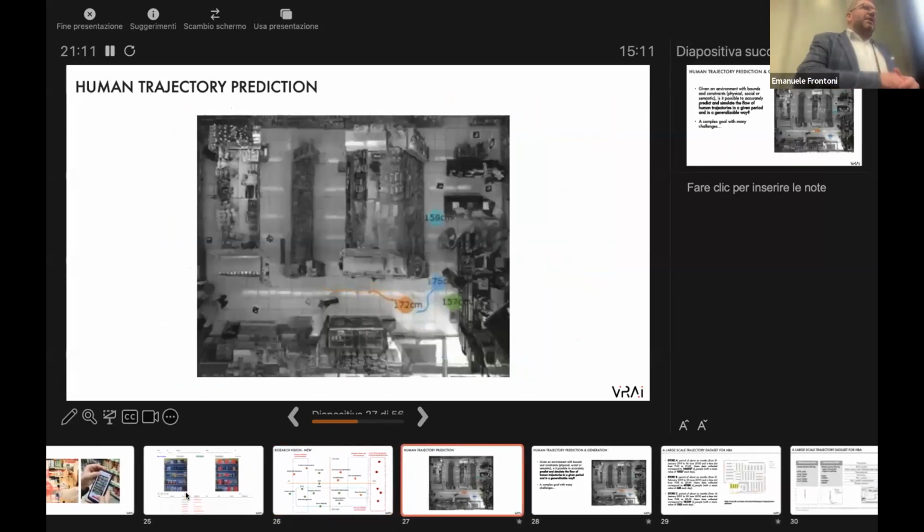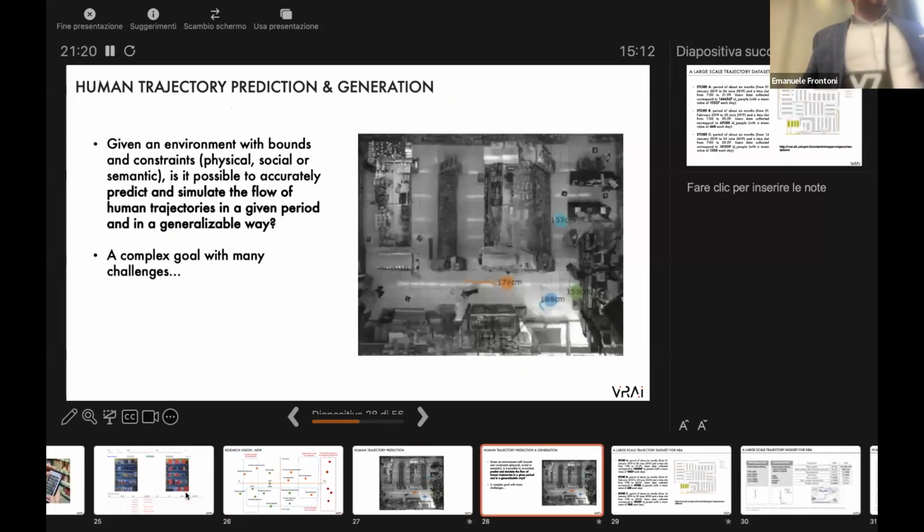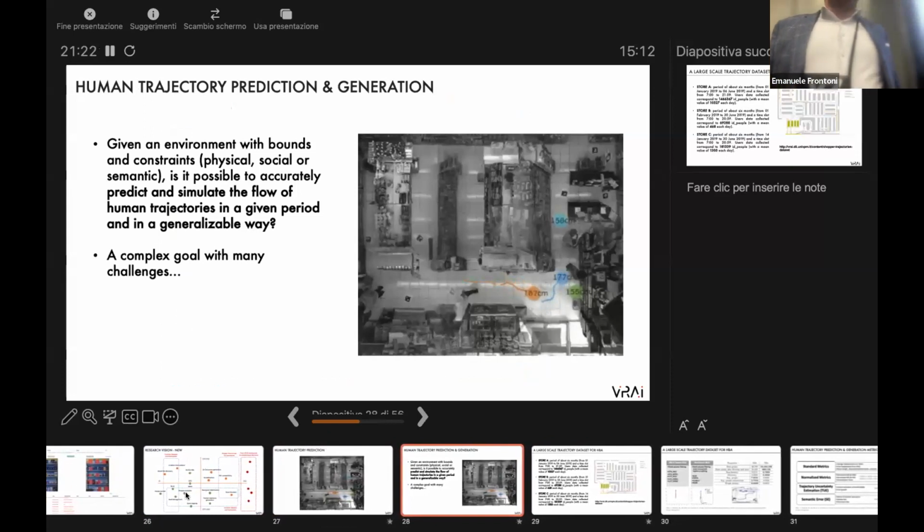And then we come back to the huge amount of data that we collected in the past to try to understand, okay, let's start from the trajectories, because we know there is a lot of research, there is a very nice state of the art in this field. So the question was, can we predict, generate and simulate the flow of the customers in a given period, in a given store, and are we able to make a generalization on that?